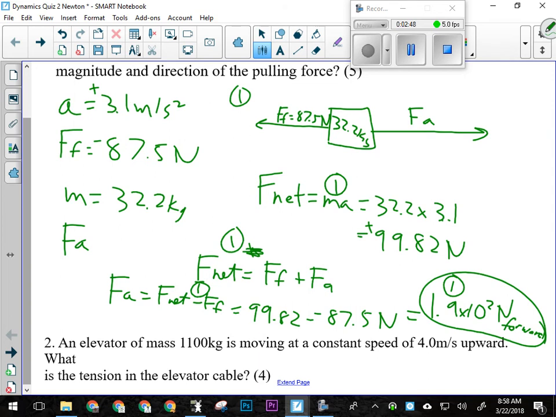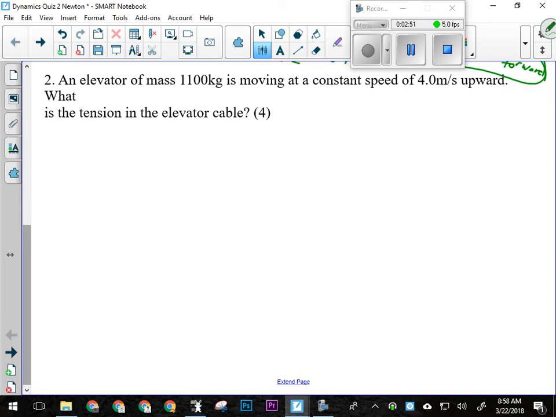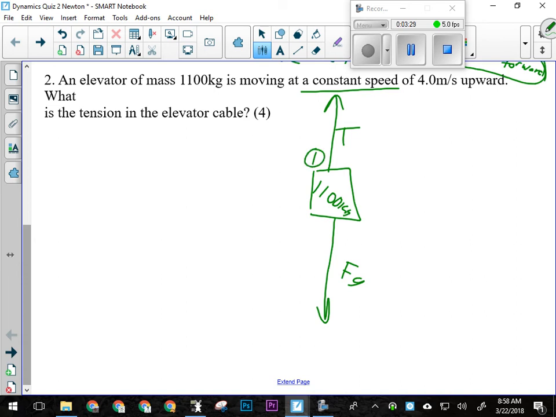All right, for question number 2. Elevator question. What are the key words in this question? It is an elevator, but even more important than recognizing that, constant speed. What's the net force in this question? 0. As soon as we realize that, we're good. That means the tension in the cable pulling up is the same as gravity pulling down because there's no net force.